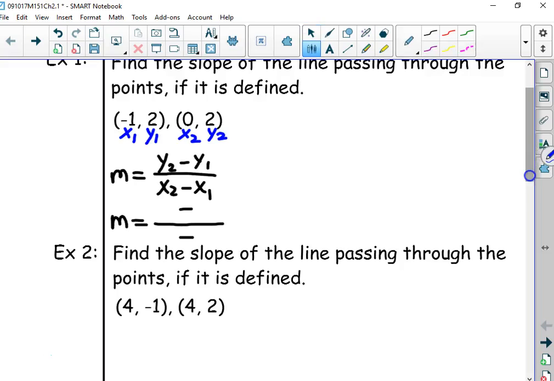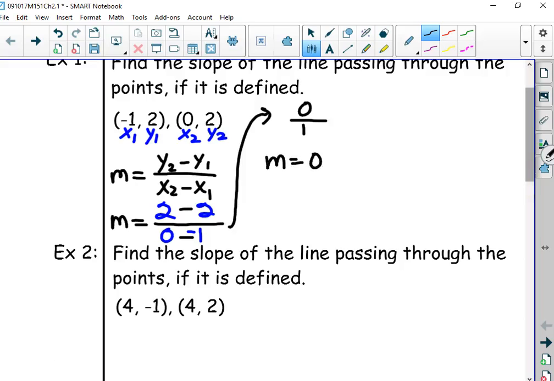So first thing is y2. I'm going to grab that 2 in that second point. Next, y1. There's the 2 in the first point. And x2 is 0, and x1 is a negative 1. So let's simplify this. In the numerator, we get a 0. In the denominator, we get 0 plus 1, or 1. That reduces to a slope of 0.